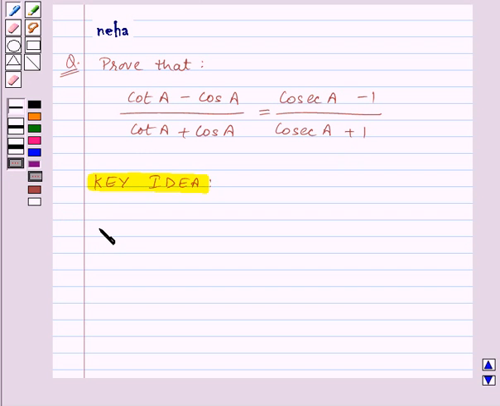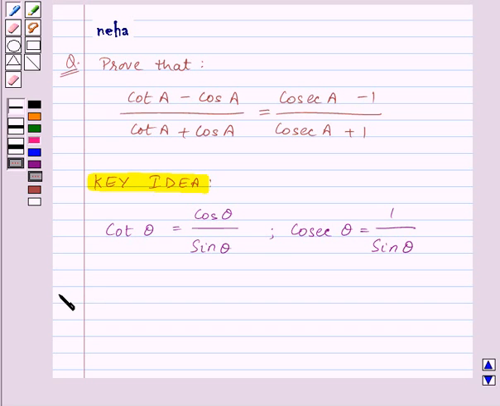For some angle theta, first of all, we have cot theta is equal to cos theta upon sin theta, and cosecant theta is equal to 1 upon sin theta.